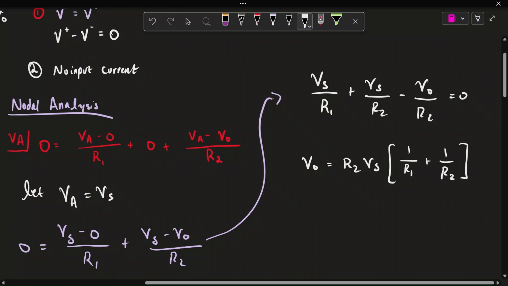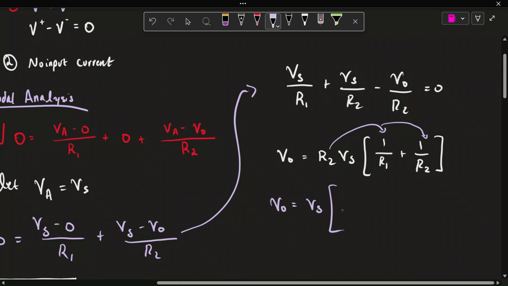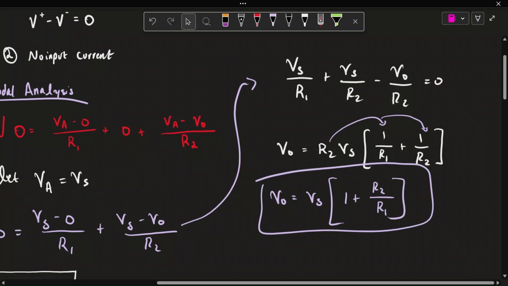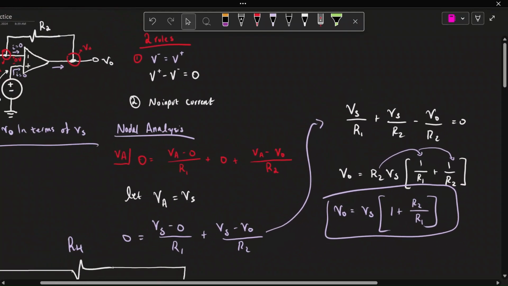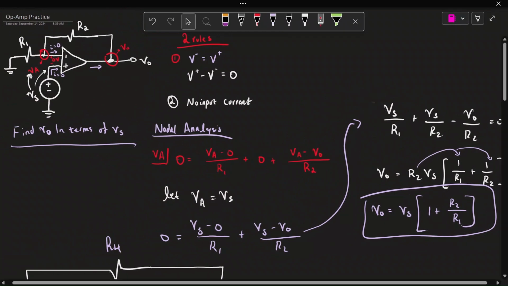I hope y'all can see where I got that from. I skipped some steps with the algebra. But now what we can do is distribute this R2 here. And now what we get is Vo is equal to Vs times R2 divided by R2, which is 1, plus R2 over R1. And that is our answer here. So going through this, what we've seen is we use nodal analysis, or just the node voltage method, and apply it to our op amp circuit.